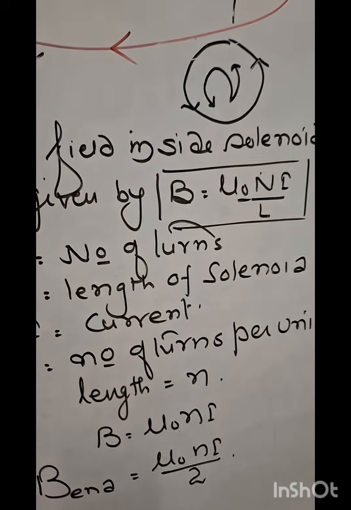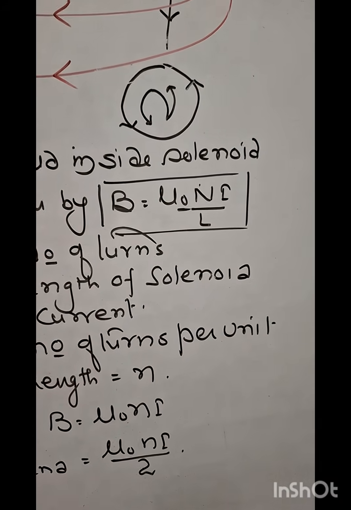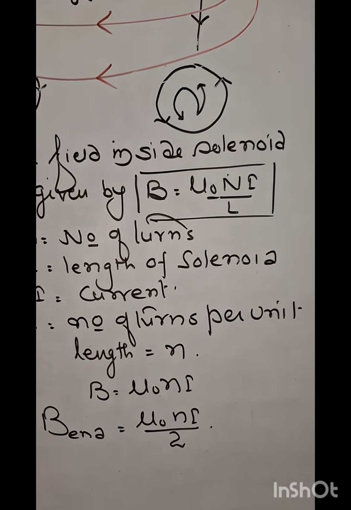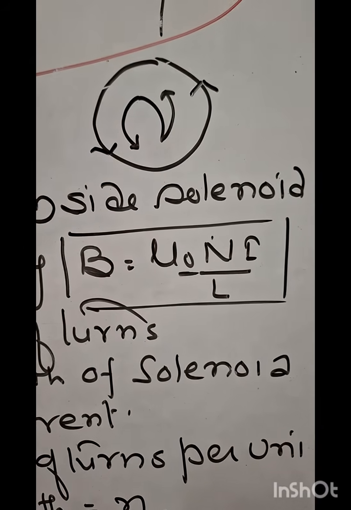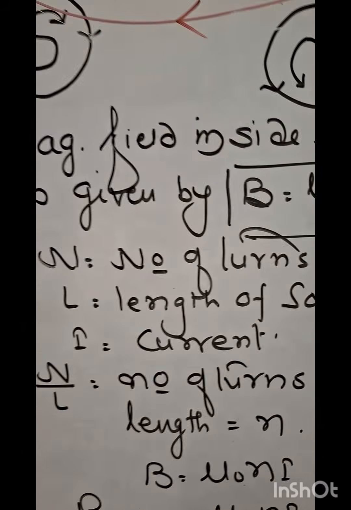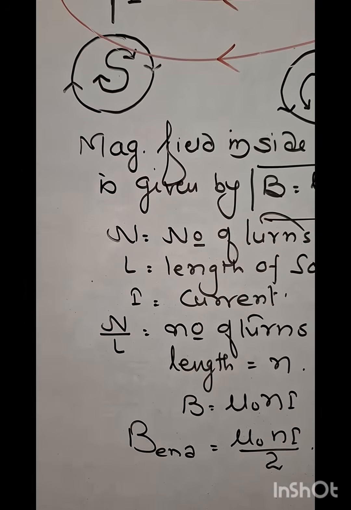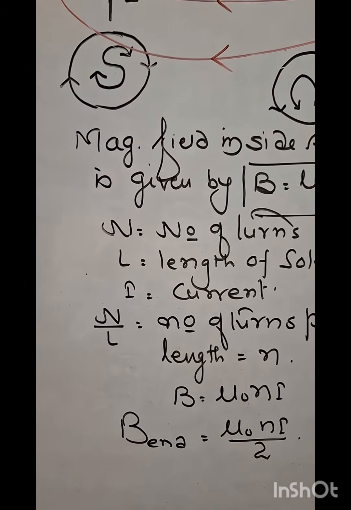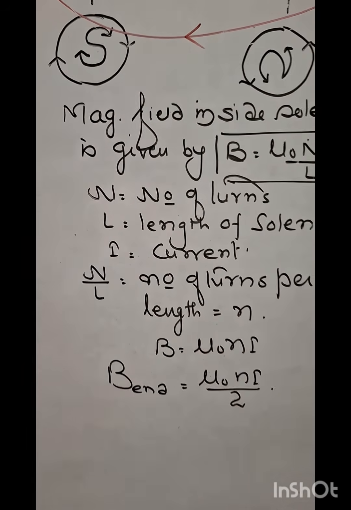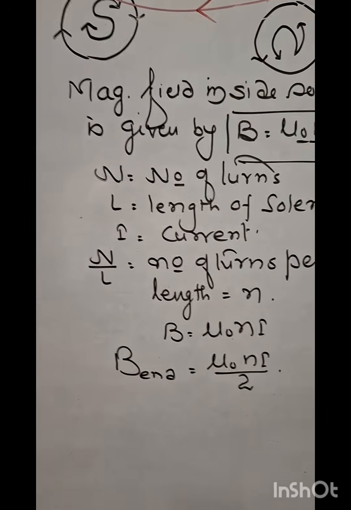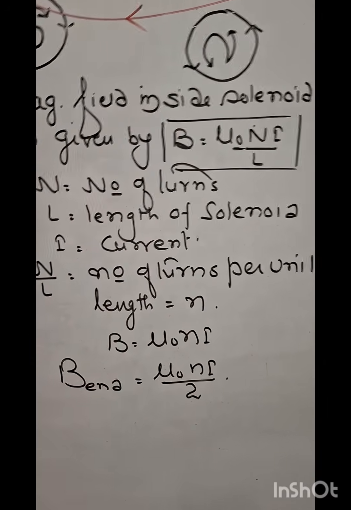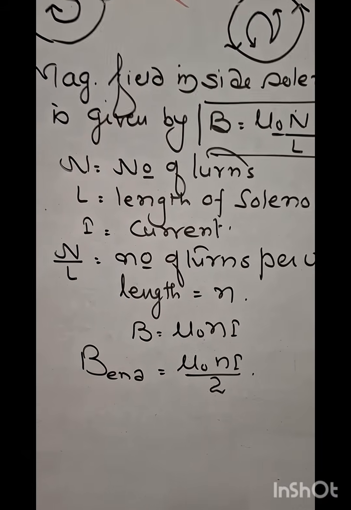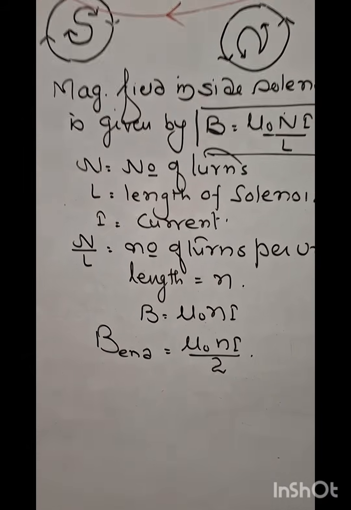Magnetic field due to a solenoid is given by mu naught N I upon L, where N is the total number of turns, I is the current in the solenoid, and L is the length of the solenoid. Capital N upon L may be represented by small n, and it is called the number of turns per unit length. So B is equal to mu naught n I.